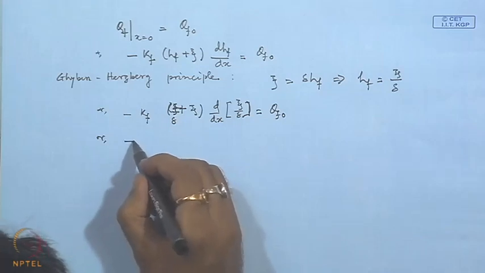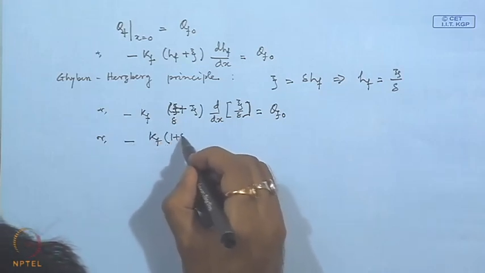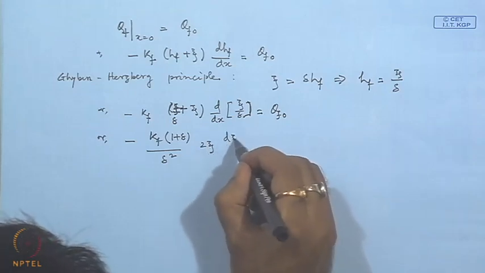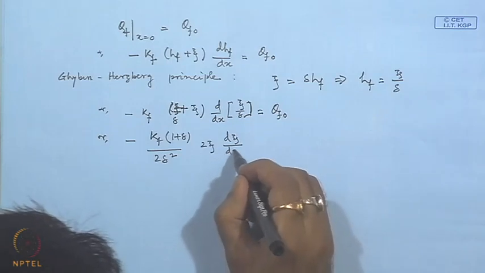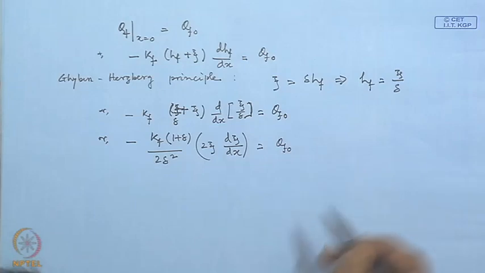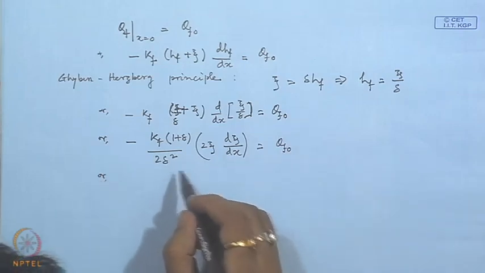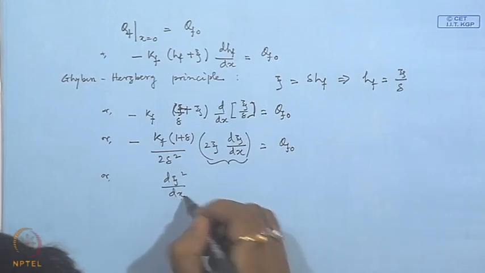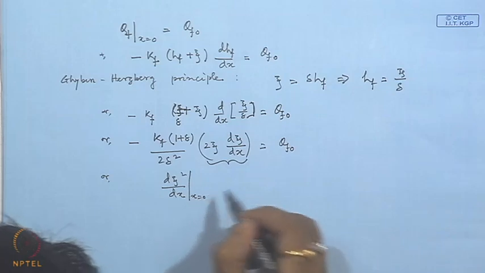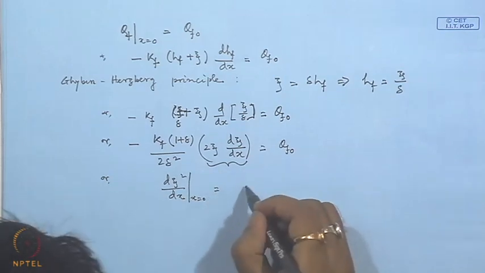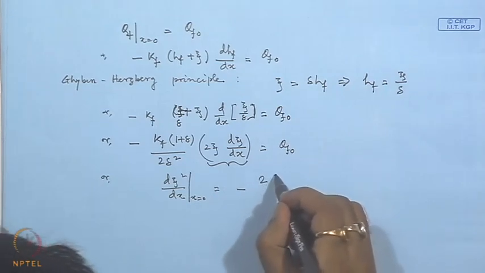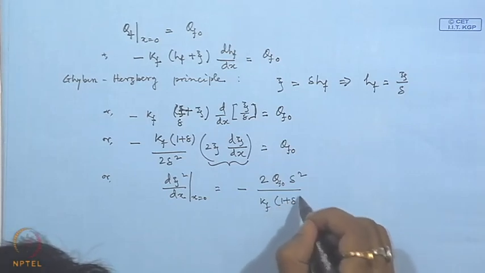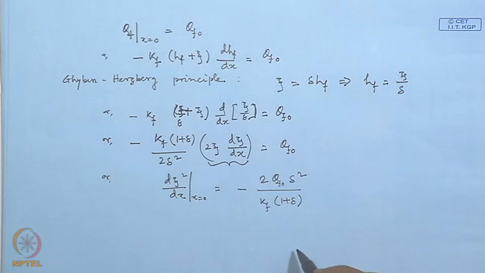Or we can say that kf (1 plus delta) by delta square into 2 xi d xi by dx is equal to qf naught. Or we can simplify this particular term as d xi square by dx at x naught equals to 0, minus 2 q s naught f delta square divided by ks (1 plus delta), kf (1 plus delta).